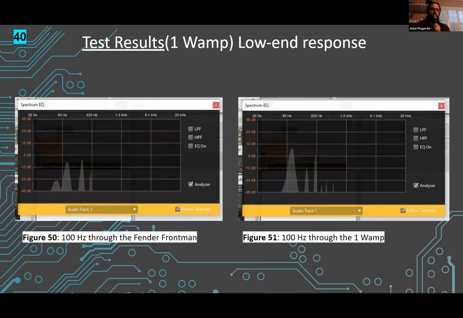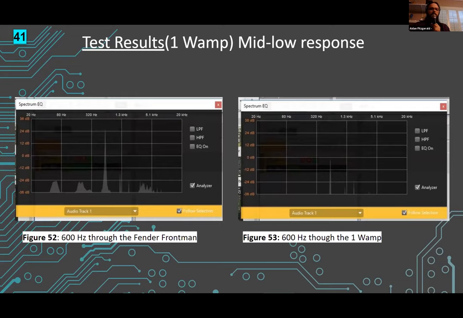And then the low end response, as I mentioned before, is kind of outside the guitar's range. However, at really low frequencies, it's a little dirty. It's not quite as clean, but as mentioned earlier, it's not in the guitar range, but still interesting to note.